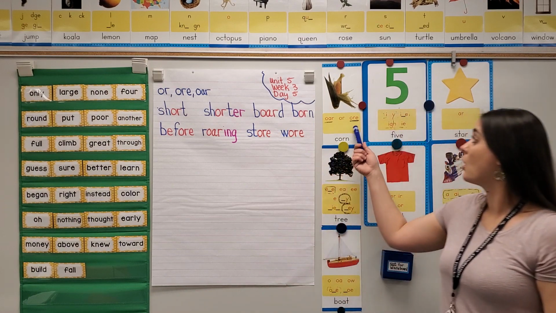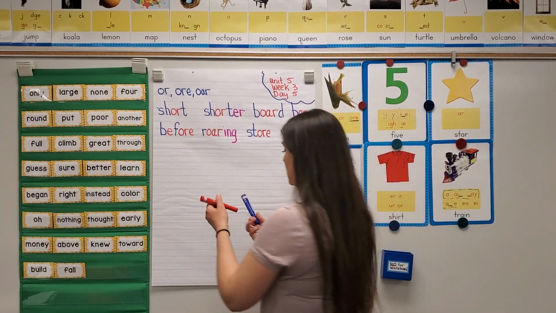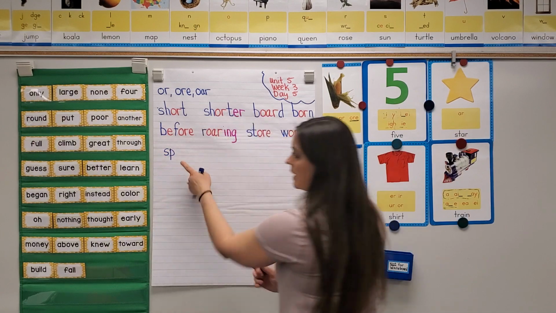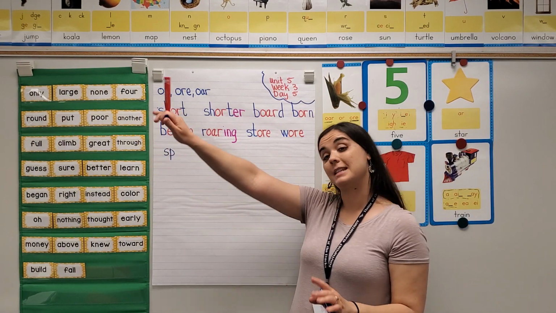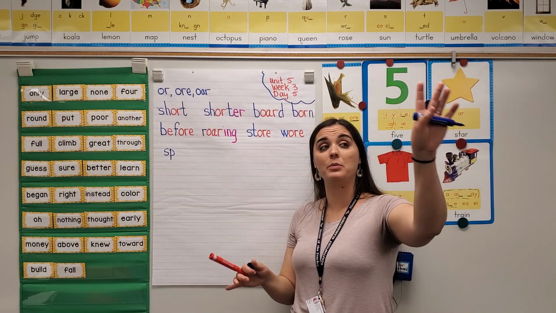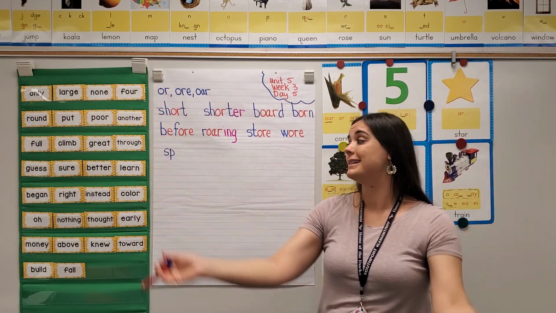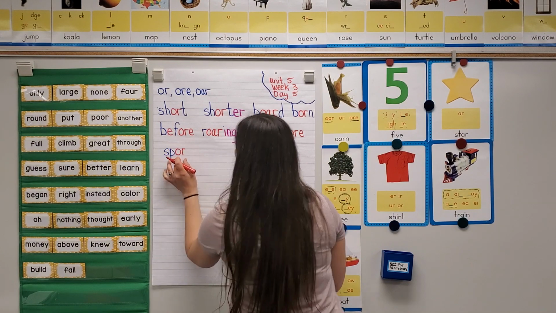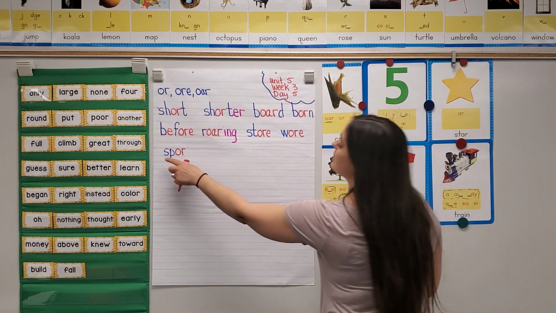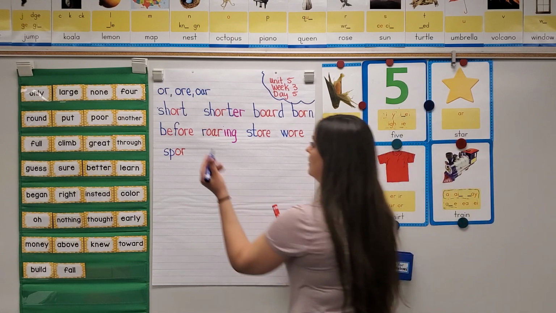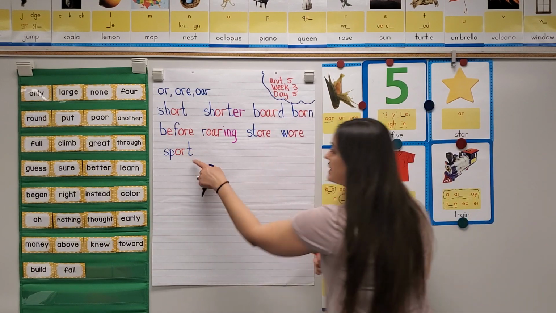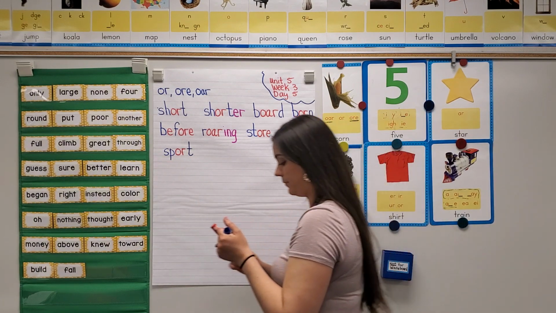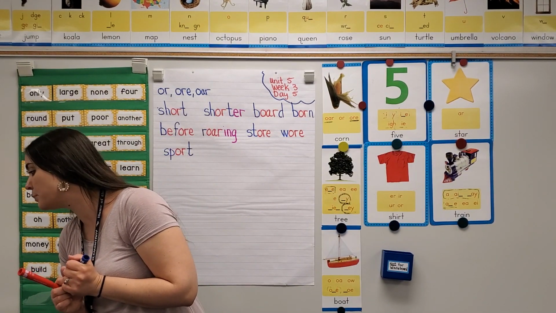Next word, sport. Your turn. Spa or sport. S-P, spa, because S will say S and P will say pa, spa. And or, spa, or, and T says ta, spa, or, sport. Like, what is your favorite sport?